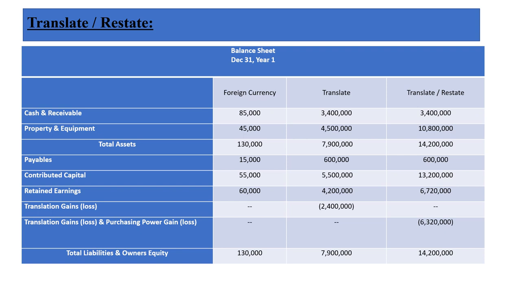Total assets equal 7,900,000, equal to total liabilities 7,900,000. The difference between total liabilities and owner's equity and other amounts is 2,400,000, which is considered as translation gain or loss.